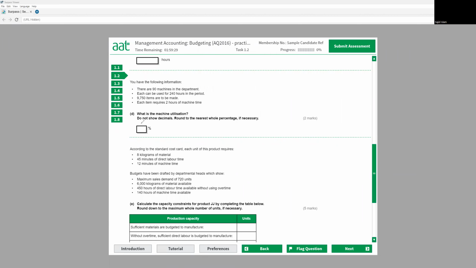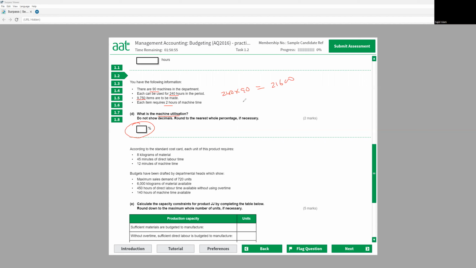They're asking for the percentage here. So what is the capacity utilization? Let's find out. How many hours do we have actually? It's 90 machines and each machine 240 hours. So 240 hours for 90 machines. How many hours do we have in total? I have a total of 21,600 hours. And I need to make 9,750 items, and each item needs 2 hours.